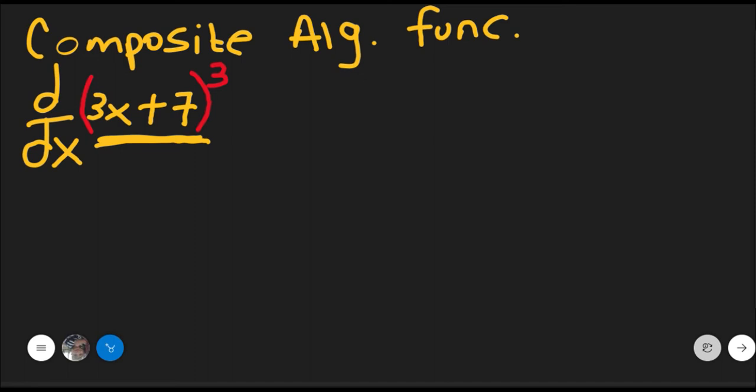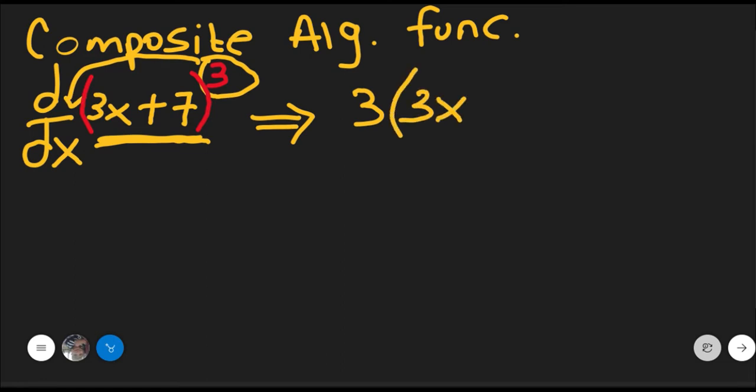So you need to bring this power and multiply this power with the whole function. So 3, we need to bring this power here. 3 multiplied by 3x plus 7, and the original power was 3, and then we need to subtract a 1 from it. After doing the whole bracket thing, you need to get into the bracket as well. So you need to multiply it by the differentiation of the bracket as well.